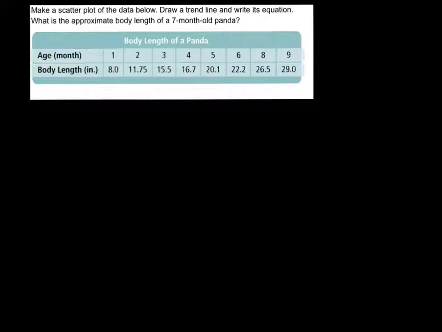Okay, here's another example. We want to make a scatter plot of our data, then draw a trend line and write its equation. Then we're going to approximate the body length of a 7-month-old panda. So I'm going to go ahead and make my scatter plot and then draw the trend line through it.